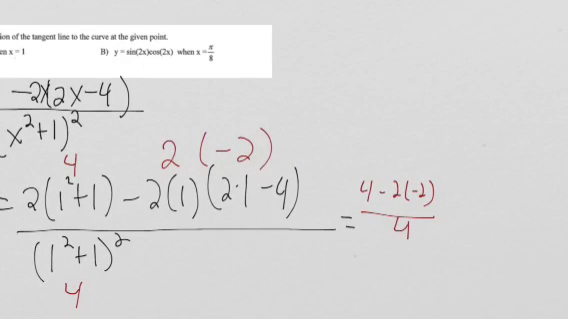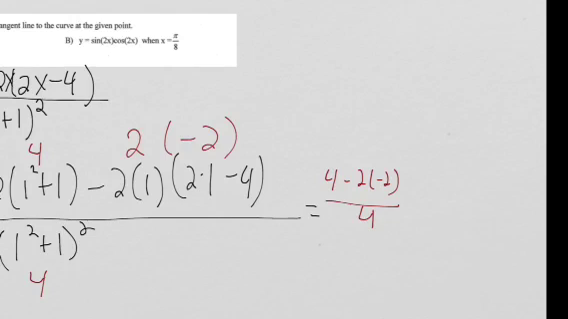Okay, so 2 times negative 2 is going to be, well, really we have negative 2 times negative 2, right? This is going to be 4 plus 4 overall. Okay, there's a couple ways to get to it. 2 times negative 2 is negative 4, but then we're doing 4 minus negative 4. Either way, it ends up being 4 plus 4, which is 8. So we get 8 over 4, which is equal to 2.